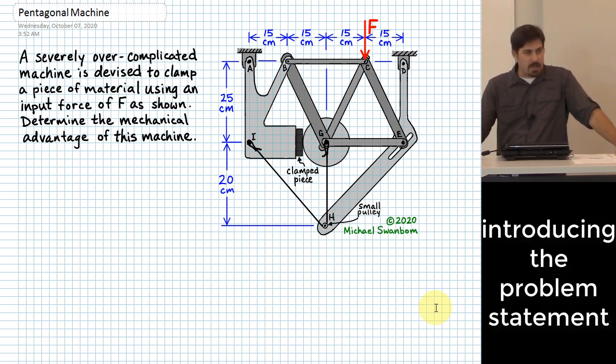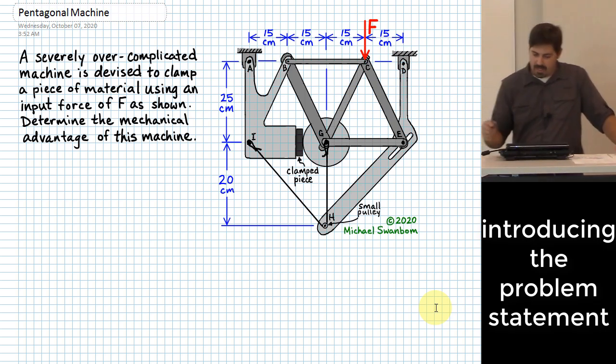You see the shape of the machine sitting there, and it says it's a severely overcomplicated machine, and it's devised to clamp a piece of material using an input force of F as shown. Determine the mechanical advantage of this machine. So why don't we start with what it's actually asking us to do here. What is the meaning of mechanical advantage?